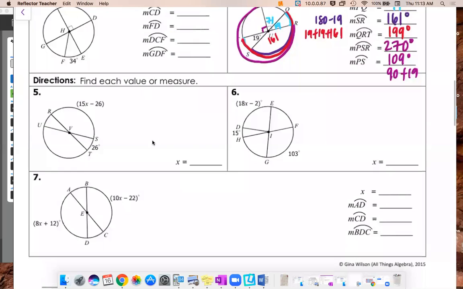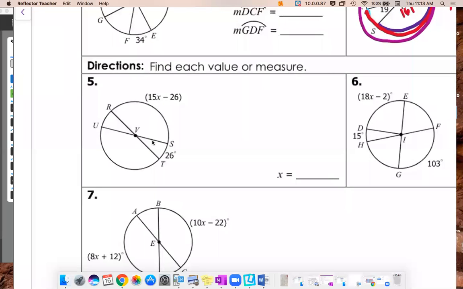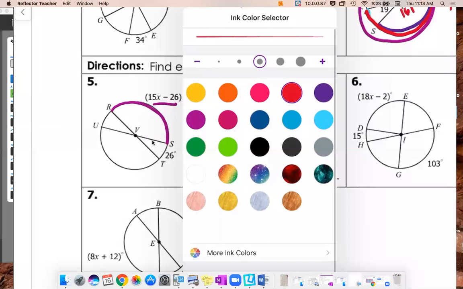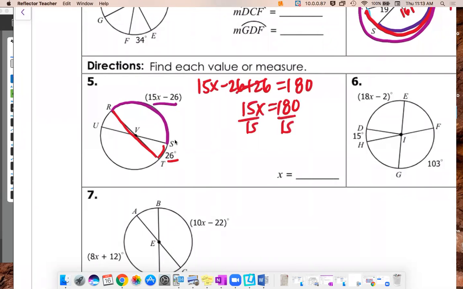Okay, and then you're going to start using some formulas to try to solve this out. So I want you to find each value. So for this one, it wants us to find x. So what they give us is they give us this arc is equal to this, and they give us that this little arc is equal to 26. Now the first thing you should be able to recognize is that this is half of a circle. So it means that these two arcs should add up to 180 degrees. So you're going to do 15x minus 26 plus 26 should equal 180 degrees. And then those nicely cancel. Divide both sides by 15, and we should get x is equal to 12 for this one. So your final answer should be x is 12. So half a circle, 180.